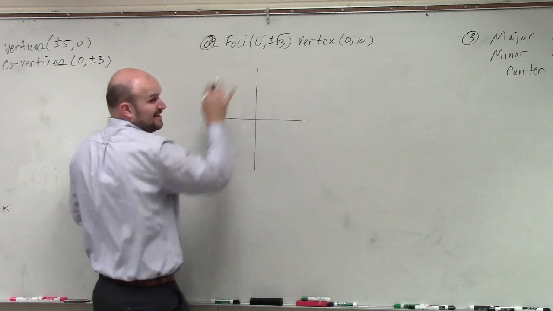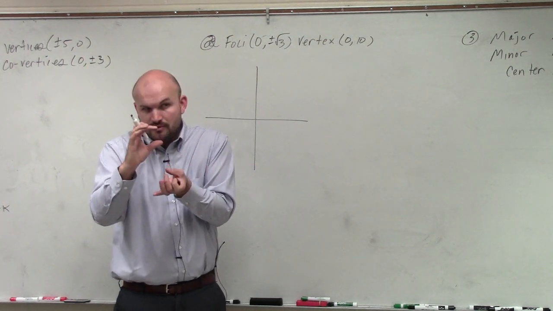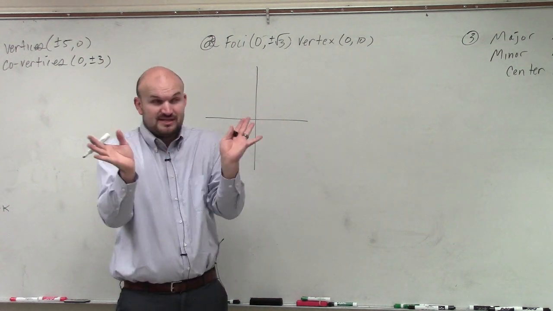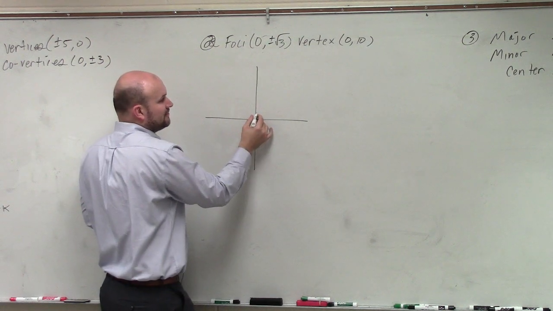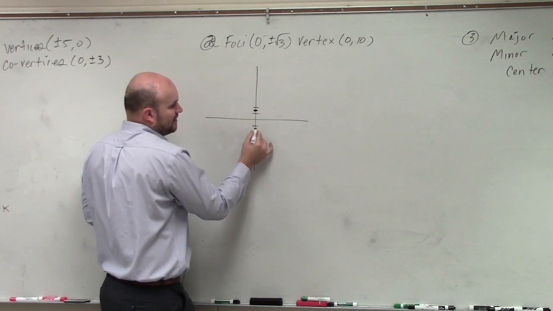Estimating that, I know that the square root of 1 is 1, and the square root of 4 is 2. So the square root of 3 has to be between 1 and 2. Would you guys agree with me? Yep. Just estimate. That's all we need. Now, that's (0, plus or minus square root of 3), so it's going up or down. My two foci are right here.